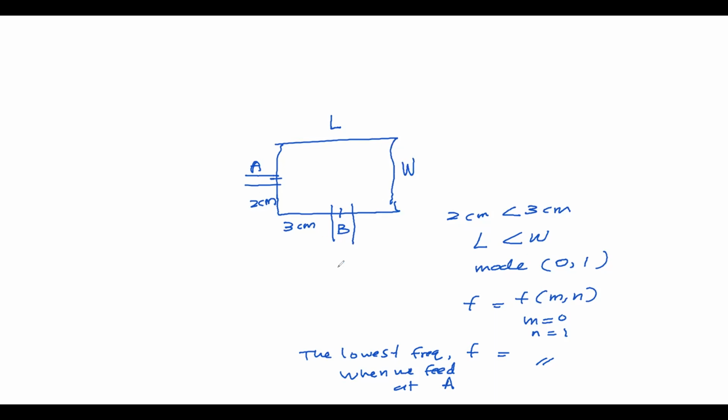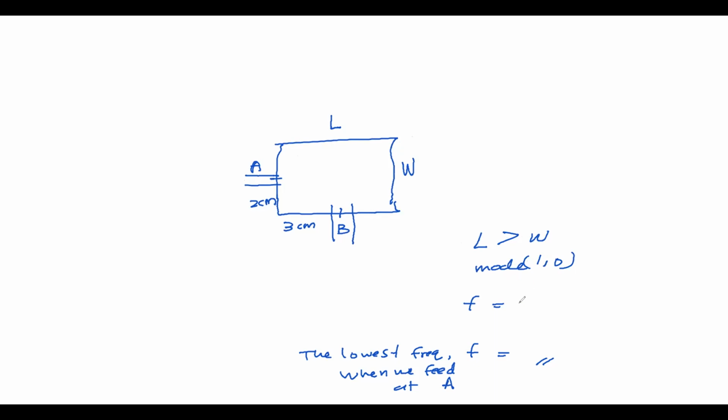In the case where we feed the signal at point B, we have the condition that the L value is higher than W. So in that case, our mode is going to be 1, 0, and based on that we need to calculate the frequency. Our mode is 1, 0 because the L value is higher than W. I consider this as the L value because it changes based on the feeding position of the wave.